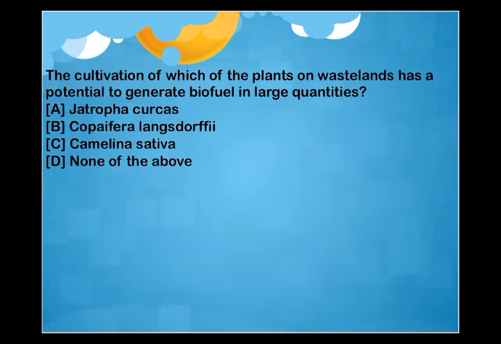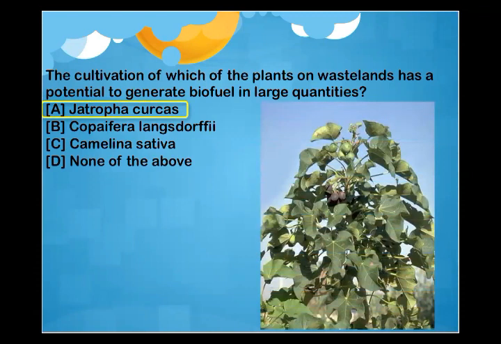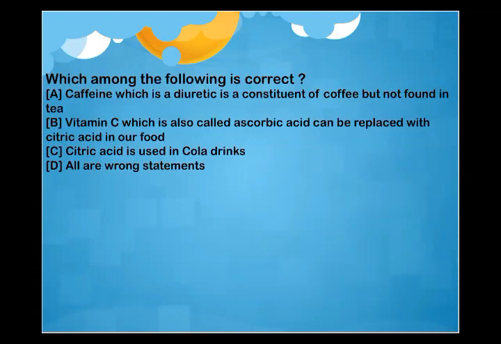The cultivation of which of the plants on wastelands has a potential to generate biofuel in large quantities? The wasteland management introduced the cultivation of Jatropha curcas, which has been used as one of the very successful plants to derive biofuels in India.